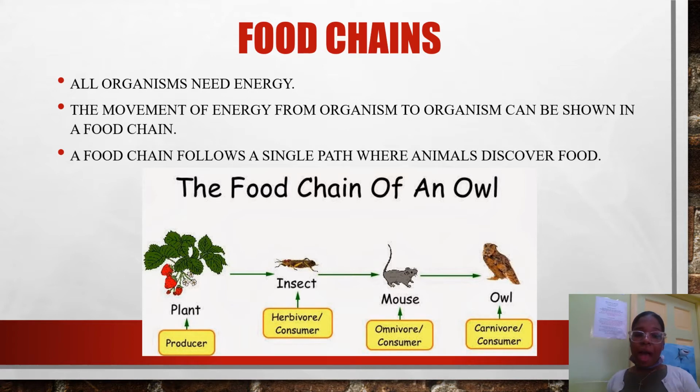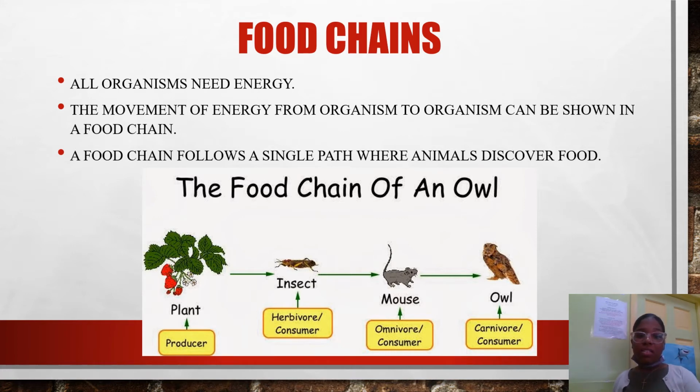Firstly, we have our flower, and the insect eats the flower to get its energy. The mouse then eats the insect to get its energy, and the owl eats the mouse for its energy. So this path shows the way the animals discover their food. The owl discovers the mouse, who discovers the insect, who discovers the flowers in order to give themselves energy.